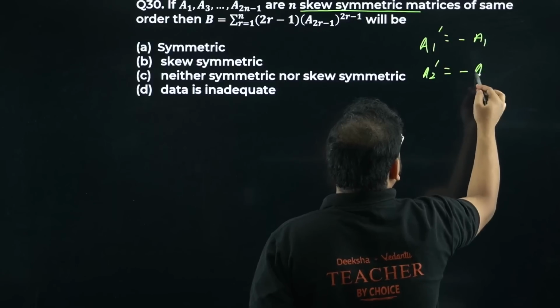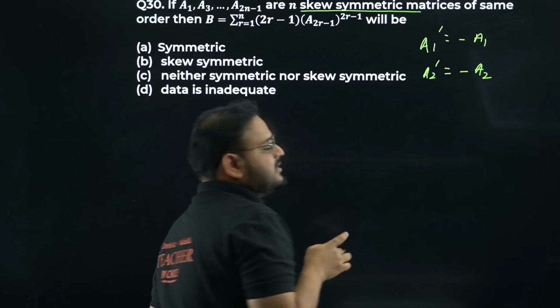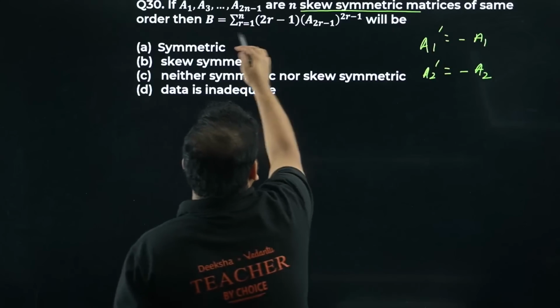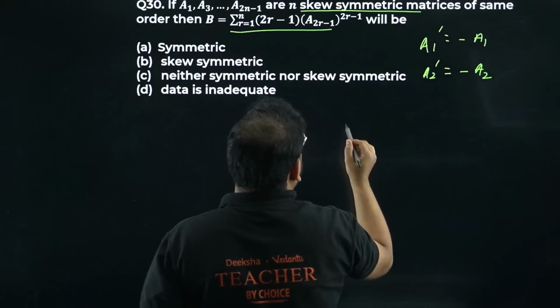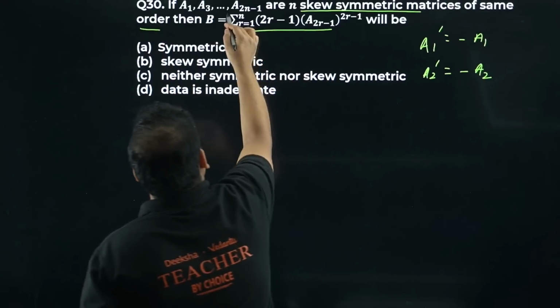Again we'll have minus A, please check, 2, okay, like that. These are all skew symmetric matrices. Now they're saying that B is given like this. This is a matrix P given like this, again of the same order, of course, because otherwise you can't add. There's a summation over here, please check.